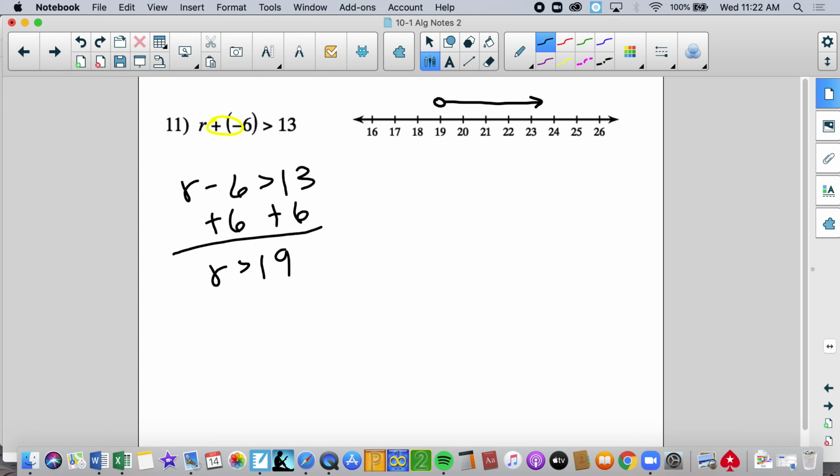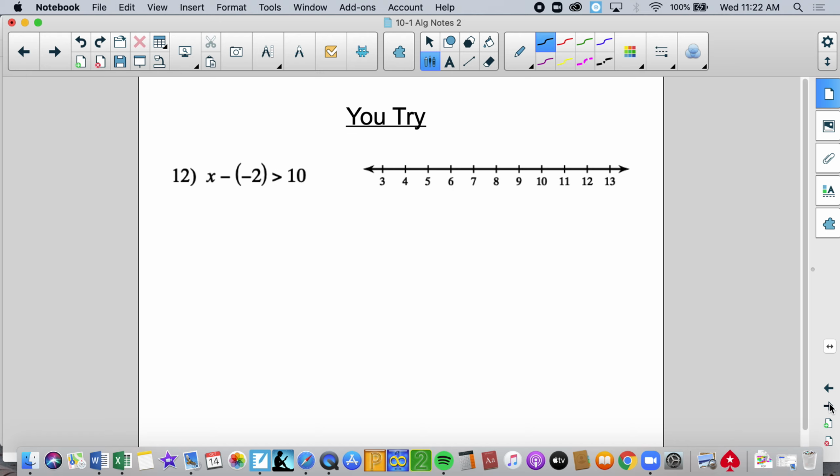That's another one of those things that I would love to change in mathematics across the world. You try this one. Take a moment. Show your work, graph your solution. When you're ready, hit play.